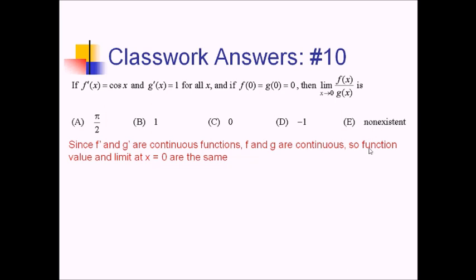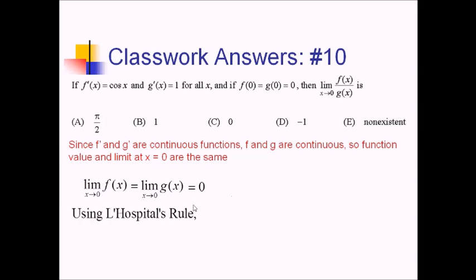Why do we care? Because that means the function value and the limit value at x equals 0 are in fact going to be the same thing. So you would actually have to write something about this on a free response if this were not a multiple choice question. All right, so that means that when I take the limit of f of x as x approaches 0 and of g of x as x approaches 0, these will both in fact be the function values at 0. That means I can use L'Hopital's rule.